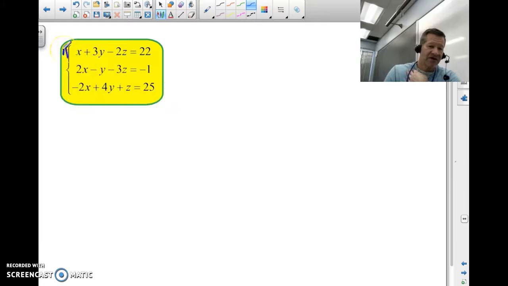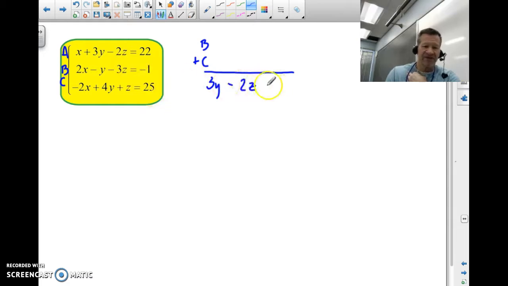So if I call again this equation A, B, and C, what I'm going to do is add B and C together here. So adding B and C together, 2x and negative 2x cancels. Negative y plus 4y gives me 3y. Negative 3z plus z is a negative 2z. And the negative 1 and 25 give me a positive 24. So now I have an equation with two variables, y and z. I'm going to call that D.